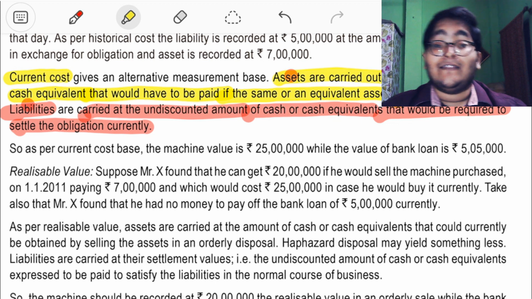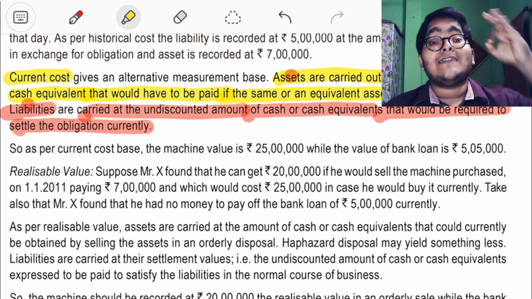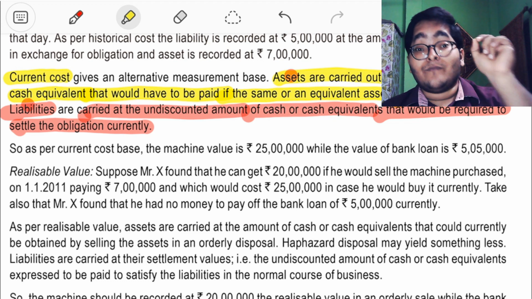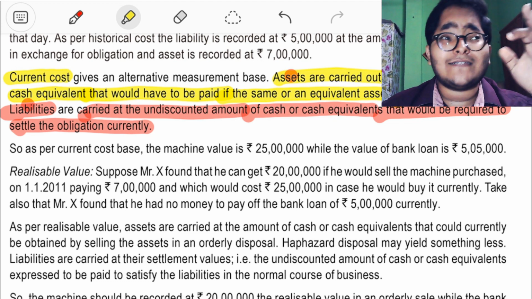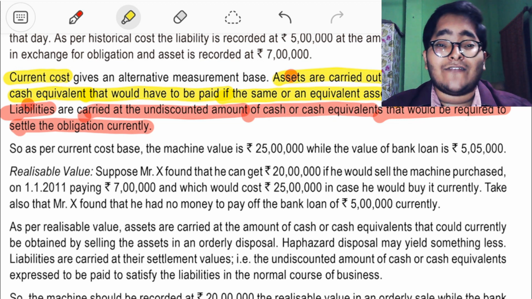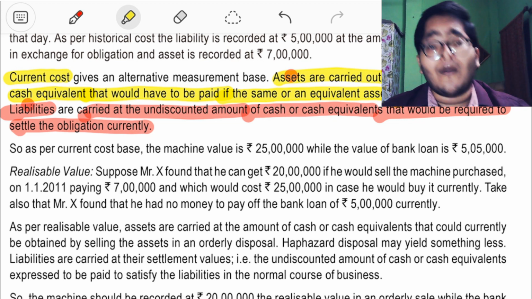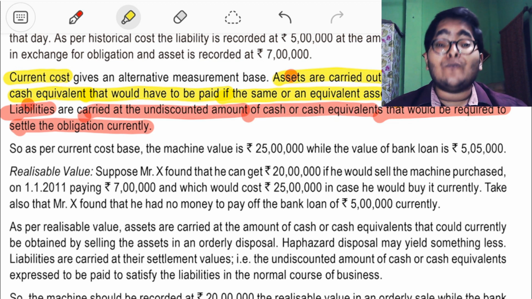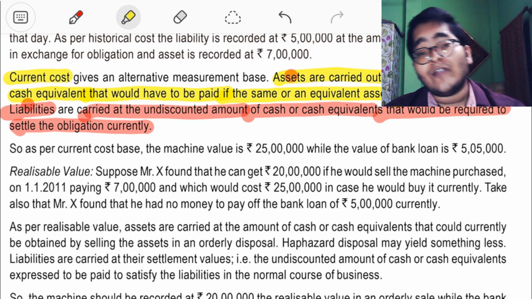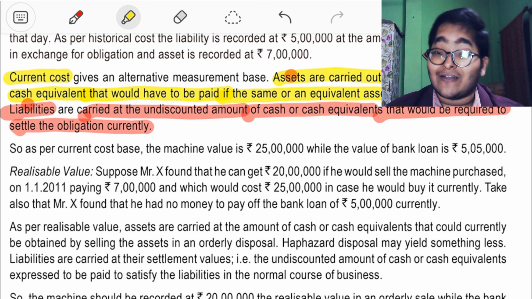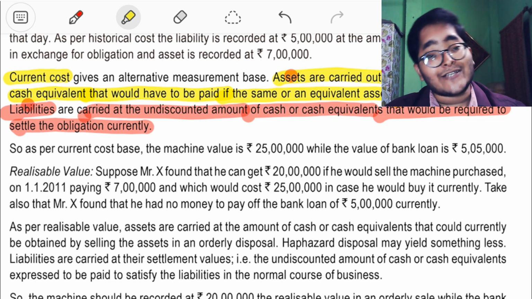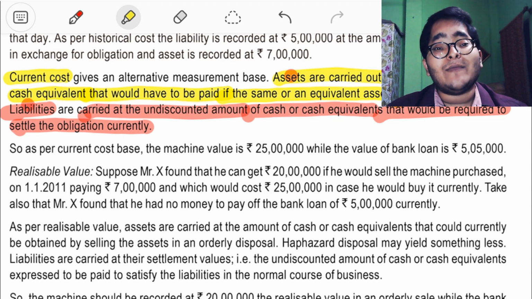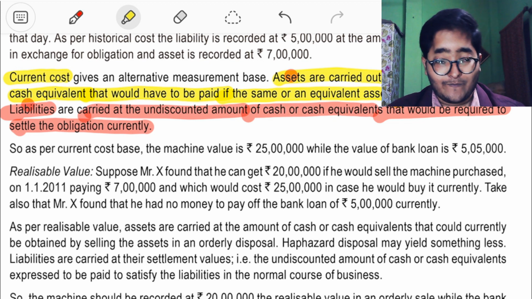For an asset, current cost is the amount of cash or cash equivalent that needs to be paid today to purchase that similar or equivalent asset in today's date or in this current period. And for a liability, current cost is the amount of cash or cash equivalents that needs to be paid today itself to set off or settle the liability or obligation.